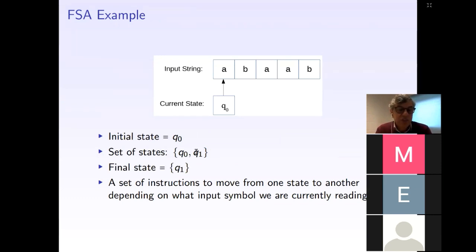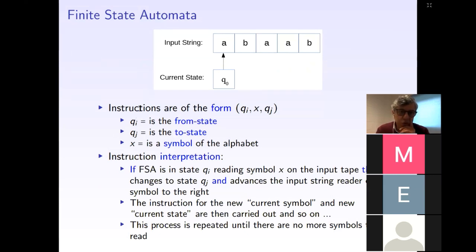Imagine this machine has two states. Imagine the machine has a final state of Q1, and we have a set of instructions to go from state to state by getting different characters inside the string. Okay, so let's talk about the instruction a little bit.